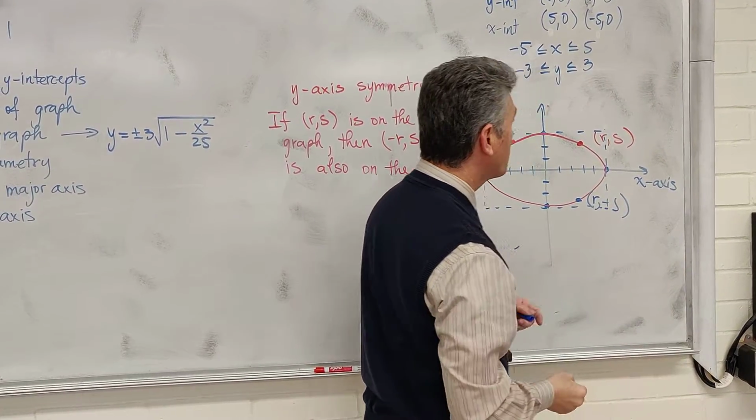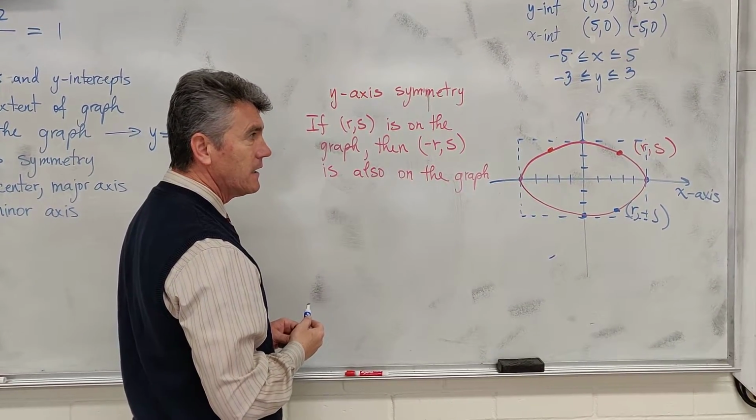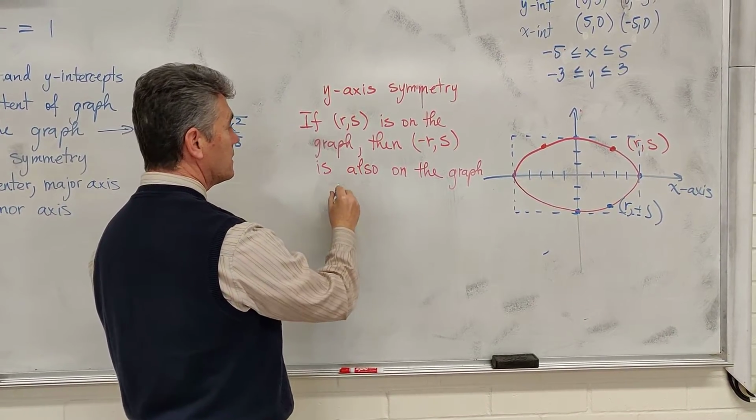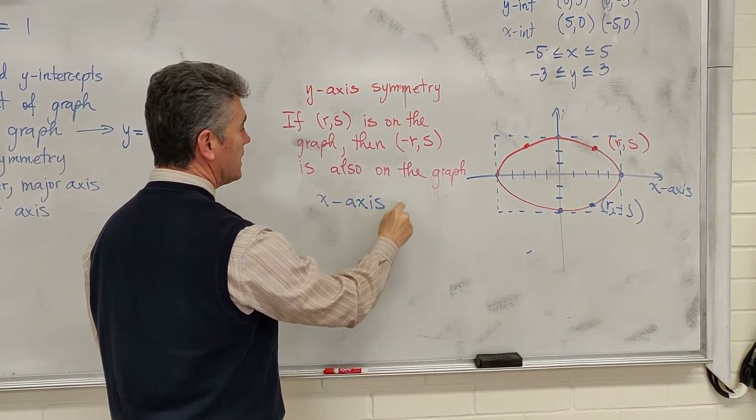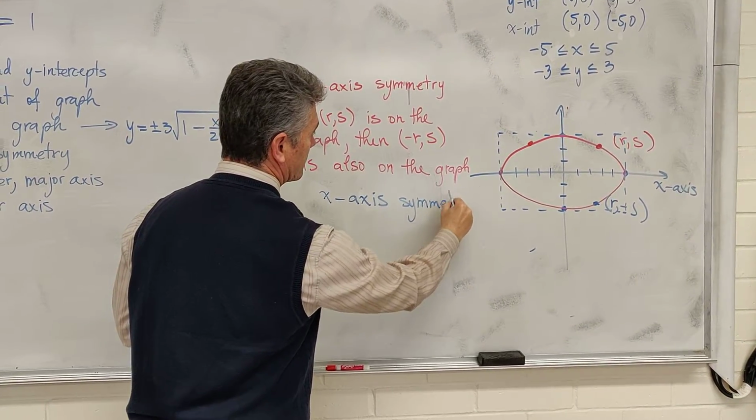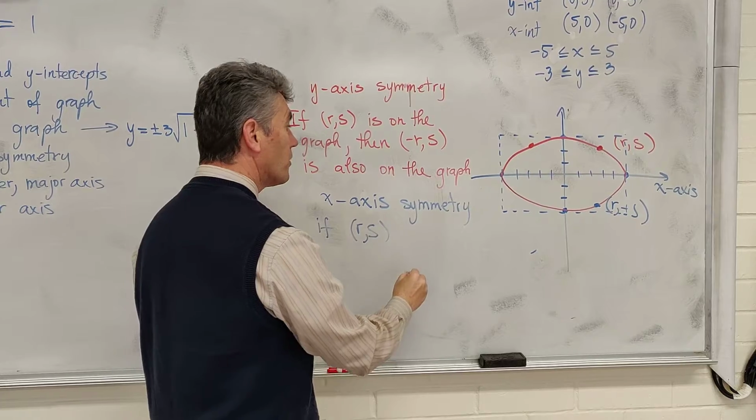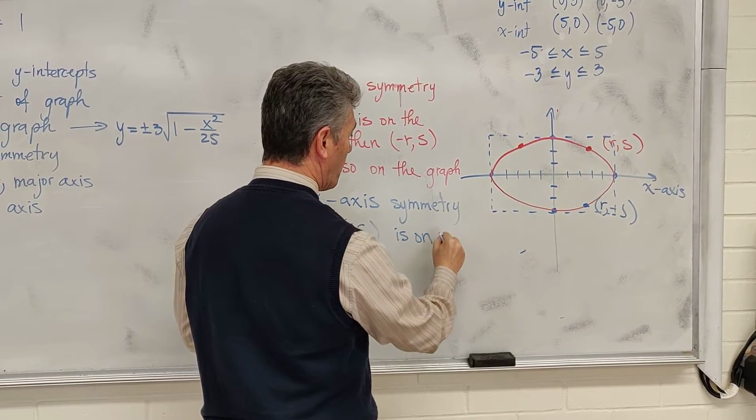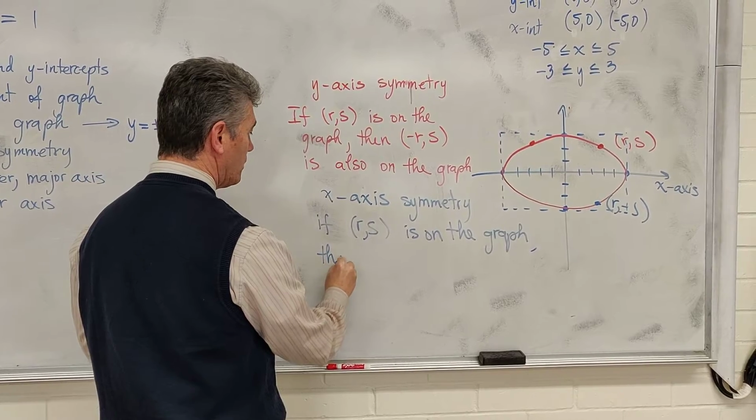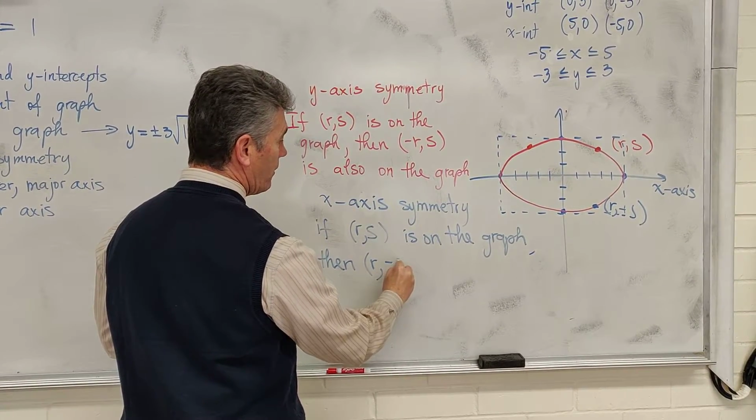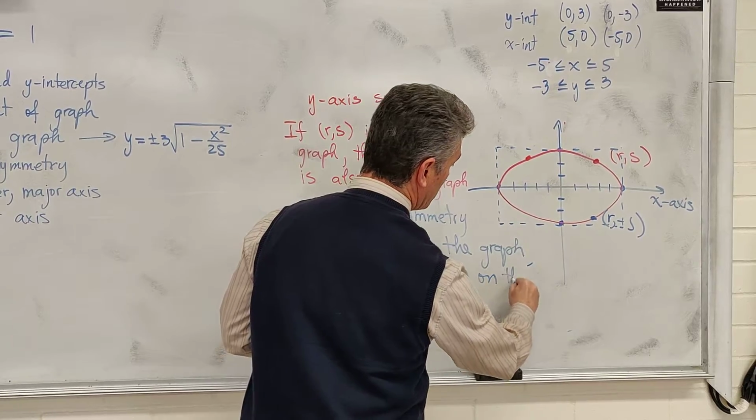Is this important? Of course it's important. Let's work for us. So if we know that a graph is symmetric with respect to the x-axis, we satisfy the following conditions. So x-axis, let's spell axis correctly, x-axis symmetry implies if the point (R, S) is on the graph, then the point (R, -S), or the opposite of S, is also on the graph.